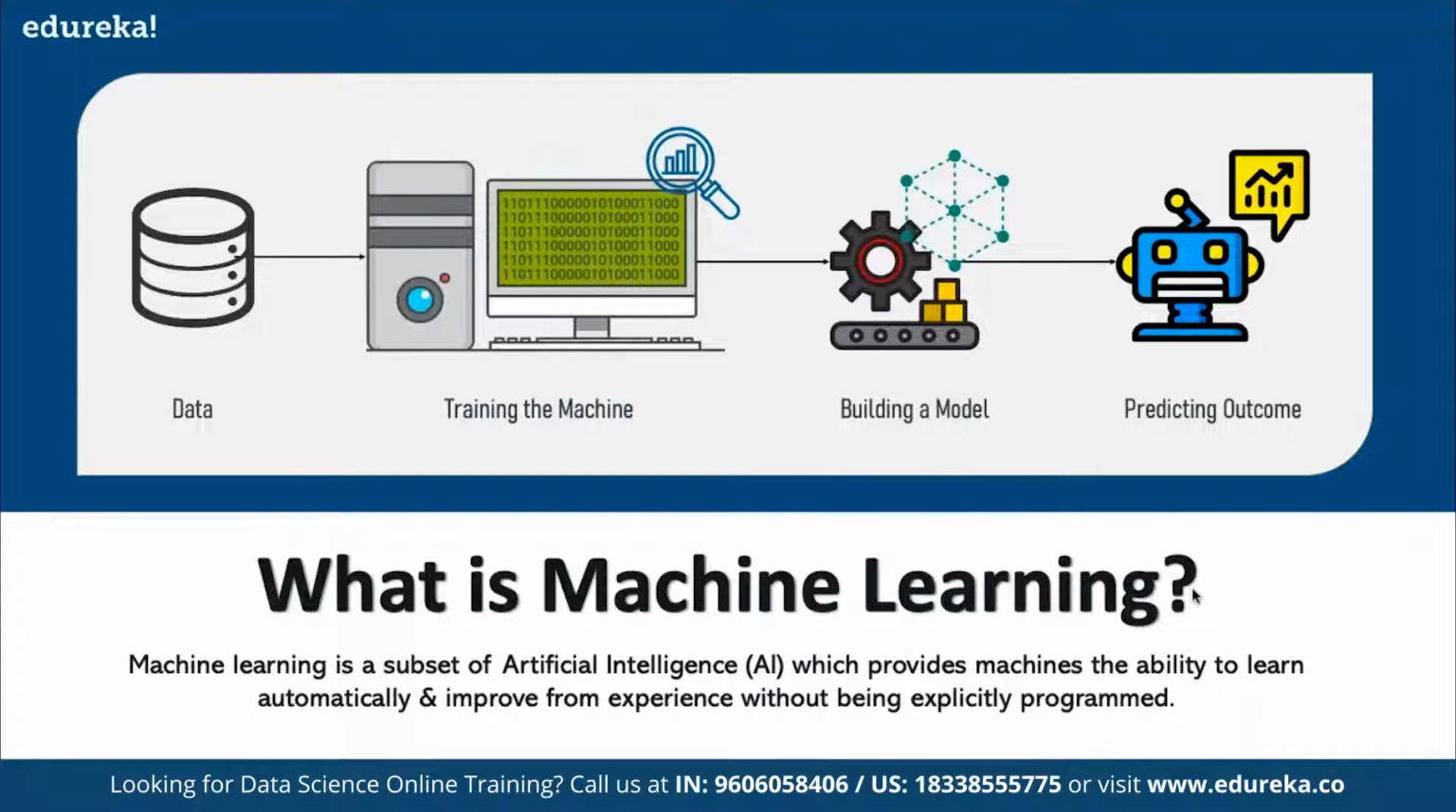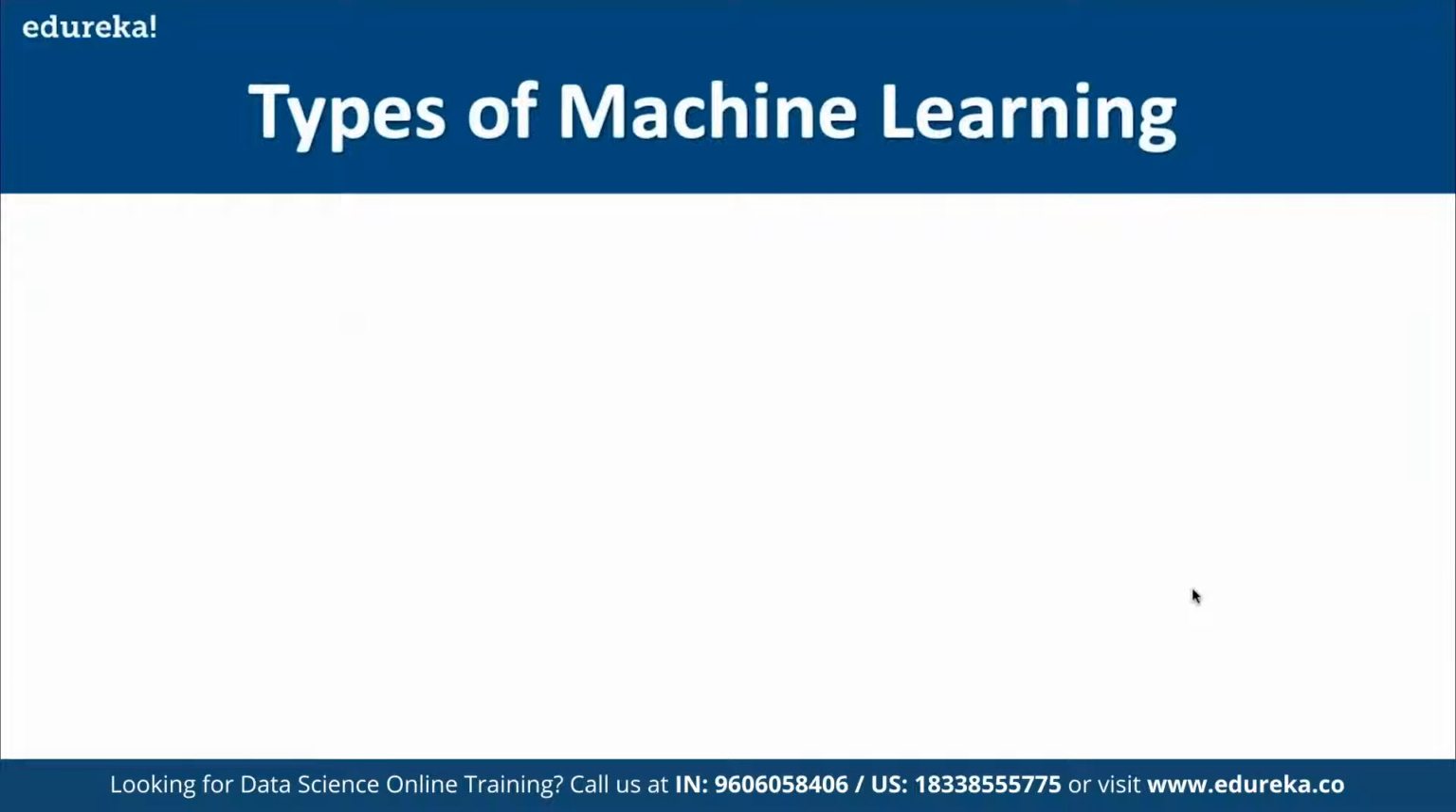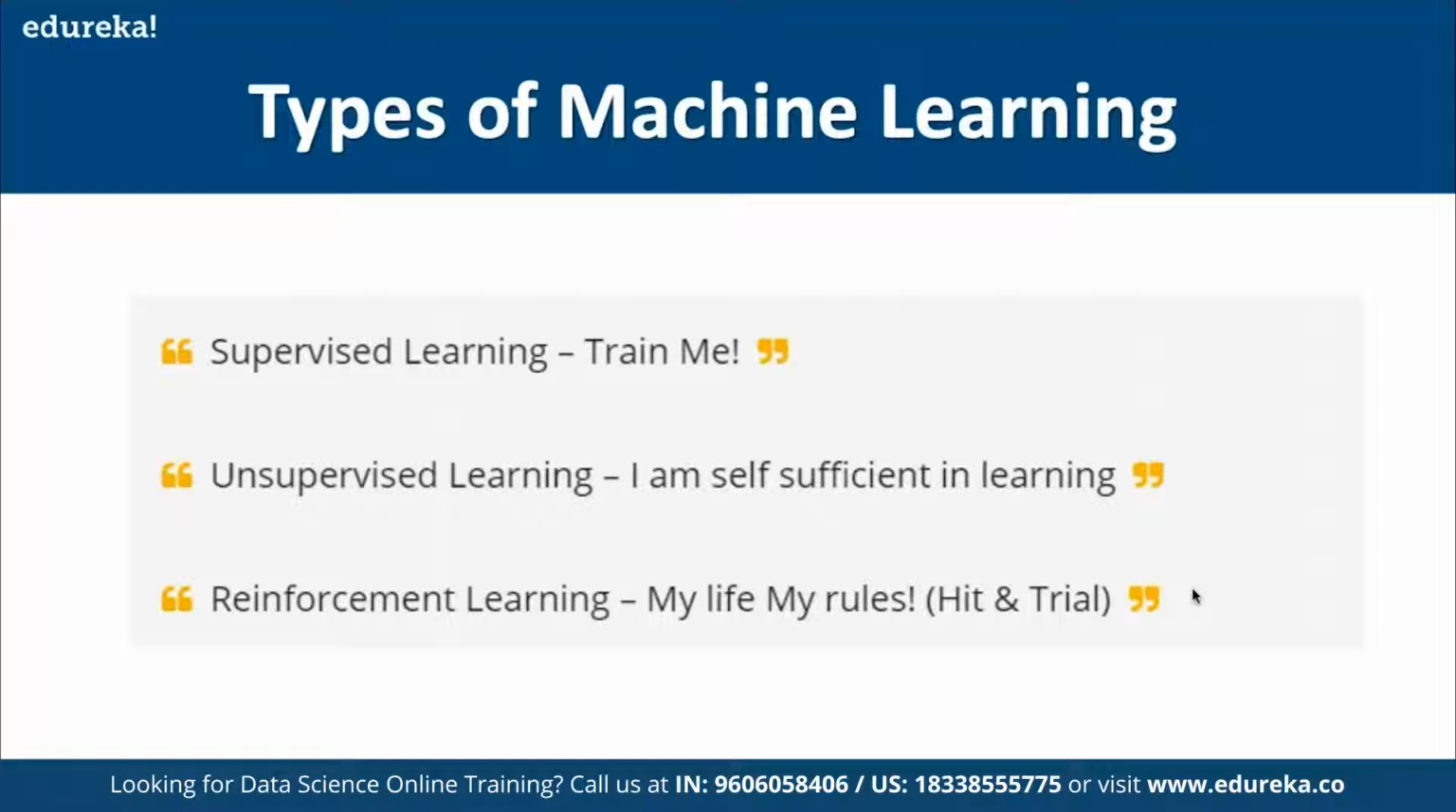All right, so here basically we have three main types of machine learning, where we have supervised, unsupervised, and then reinforcement learning. Supervised, in simple terms, is "train me." It works on simple training. We have to train the model, and only then can it work. And then unsupervised learning is "I'm self-sufficient in learning." Based on their own understanding, they are going to work accordingly. That's how it's going to work.